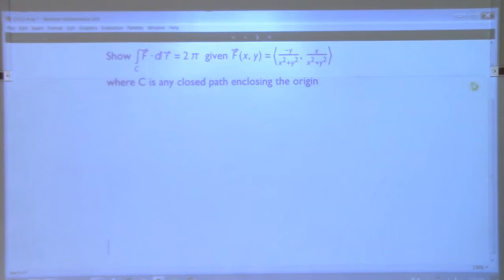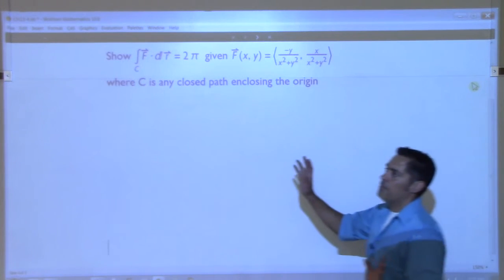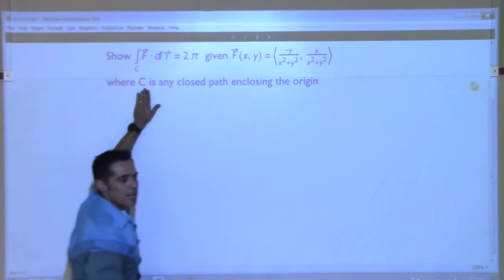What makes this problem pretty profound is that you have to show that the work done is equal to a constant. That means it does not depend on the path at all, as long as the path encloses the origin. Not easy to do. This is not easy because, where do you start? If you try to do this without Green's theorem, you have to find a parametric representation of C, don't you?